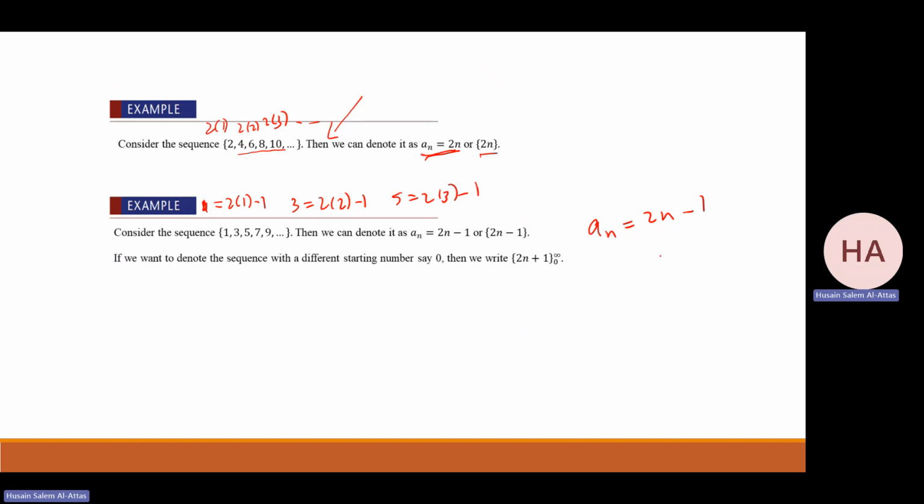So I write a_n equals 2n minus 1. This is if I'm starting from where? If I start from 1, because at 1 it will be 1. That's one way. Another way I can write it 2n plus 1, but I will start from 0. n equals 0, it gives me 1. Okay, this is another way to write it.